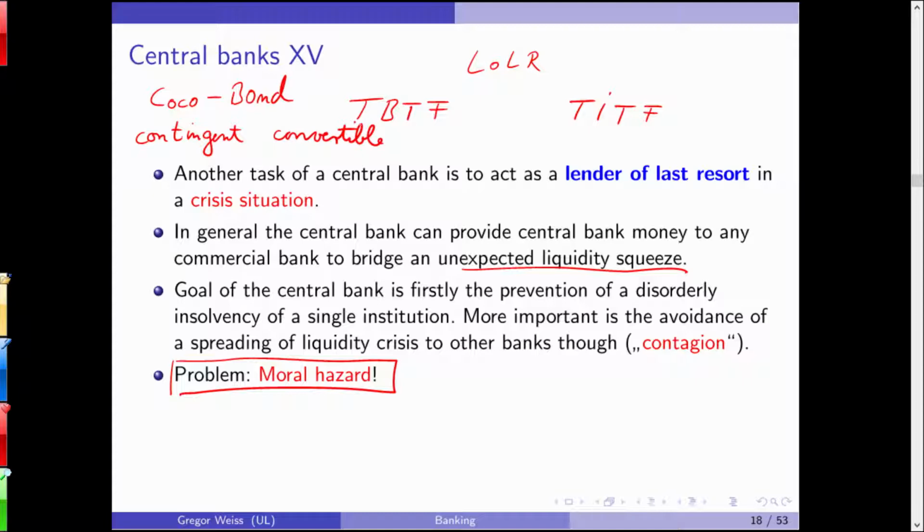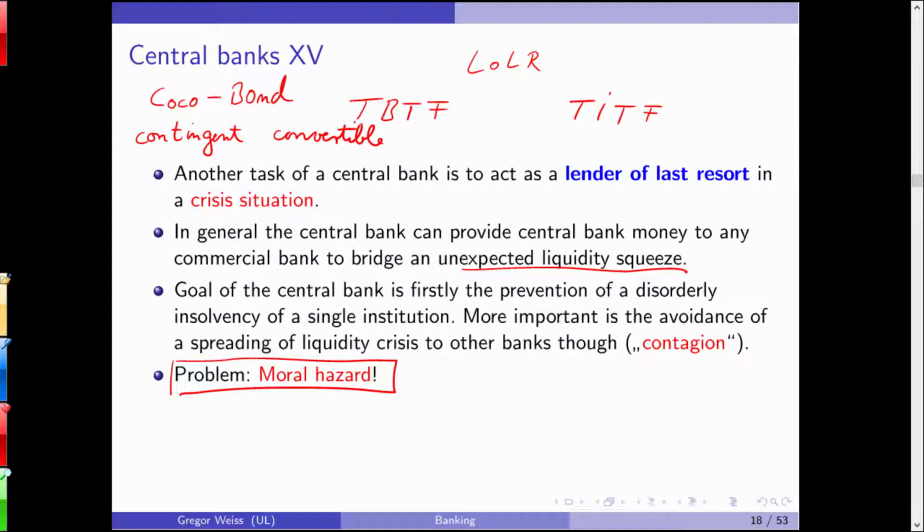But what is a contingent convertible bond? It's a convertible bond, but the option to change debt to equity is not an option the buyer has. It's an automatic switch if a certain trigger is triggered, if a certain barrier is violated. Usually the contingent convertible bond will be triggered in case the equity ratio drops below a certain level.